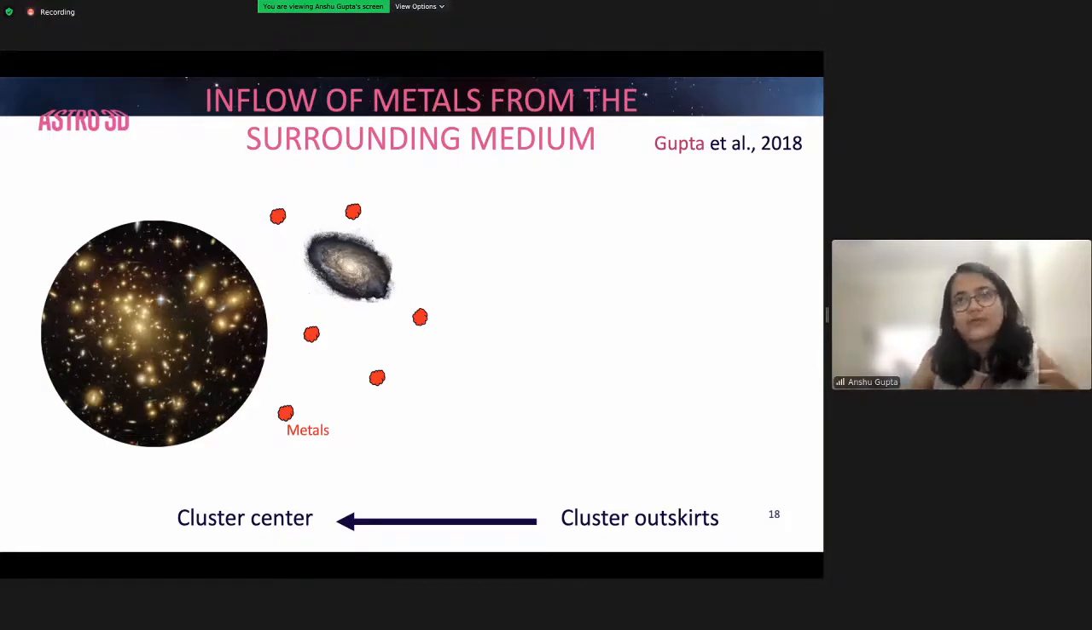It's not just neutral hydrogen and helium, it has some other elements as well. And as galaxies go through this intracluster medium, some pockets of this metal-rich gas end up in the galaxy that is currently falling in.